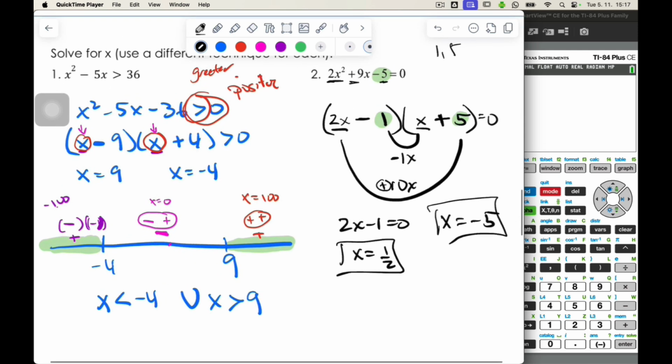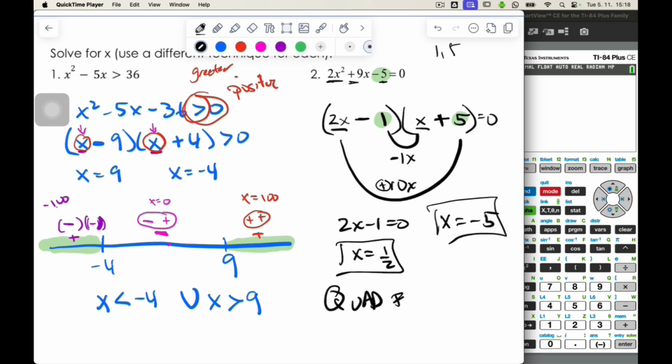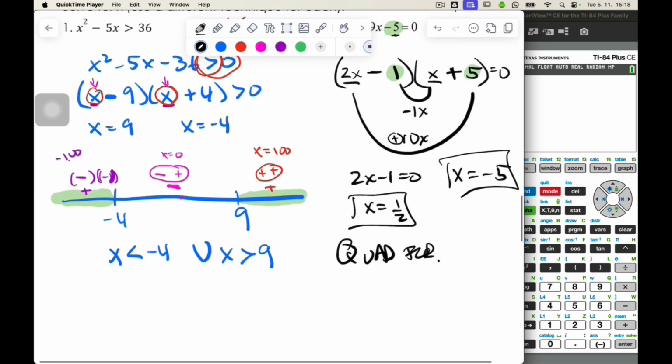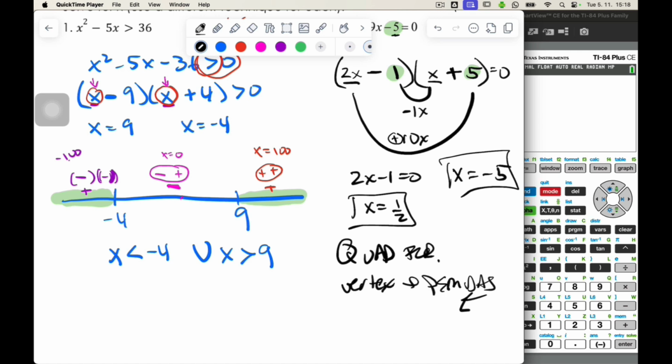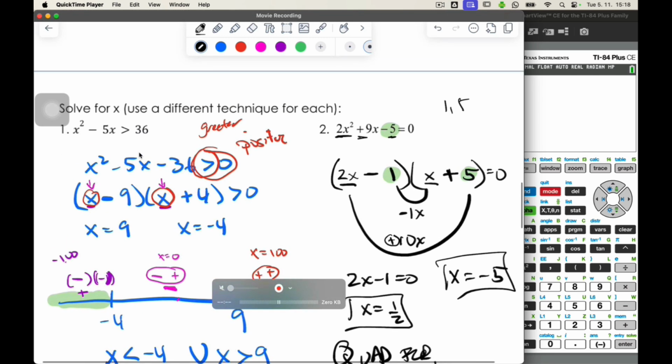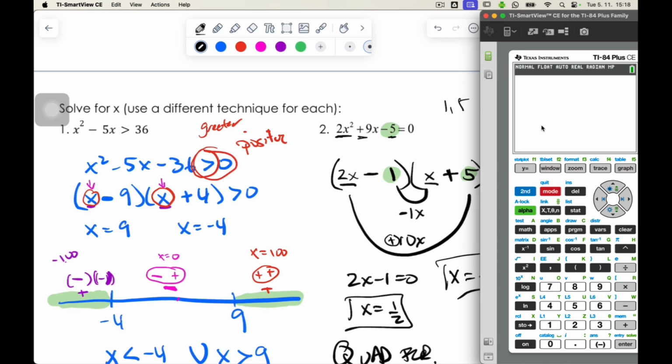Now, if I couldn't factor and I didn't have a calculator, the next option is the quadratic formula. Or I could also convert it to vertex form and then do PEMDAS backwards. If I have a calculator in hand though, probably the easiest way to do this one is to go to my applications, number 9, polysimultaneous, number 1.